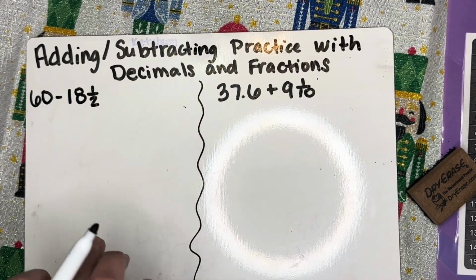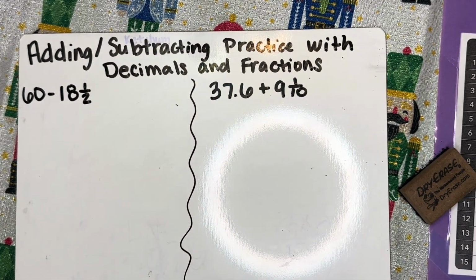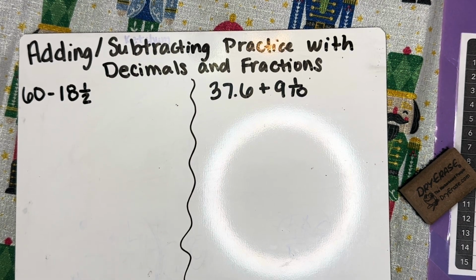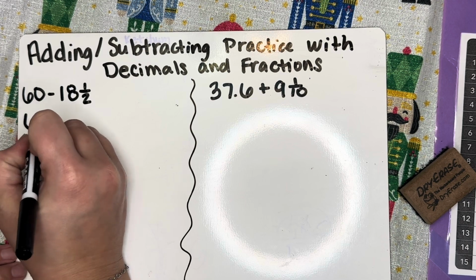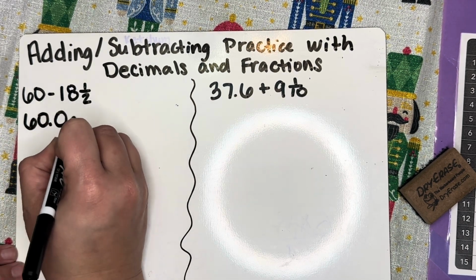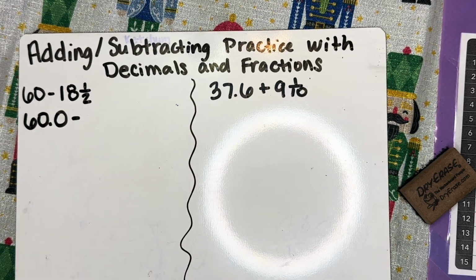Let's practice adding and subtracting with decimals and fractions. Okay, on my first problem, we're going to pretend like this number has to go into a griddable response. So that means I cannot put a fraction in that. I can only work with decimals. So on 60, my decimal point would be behind the 0. But 18 1/2 is a mixed number that I need to turn back to a decimal.